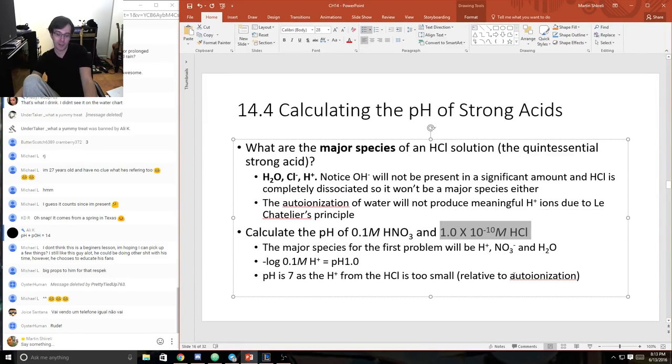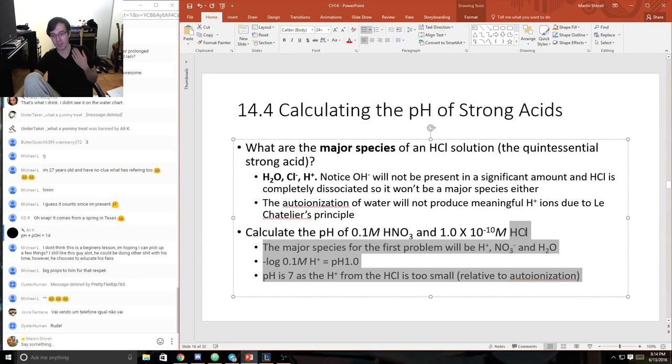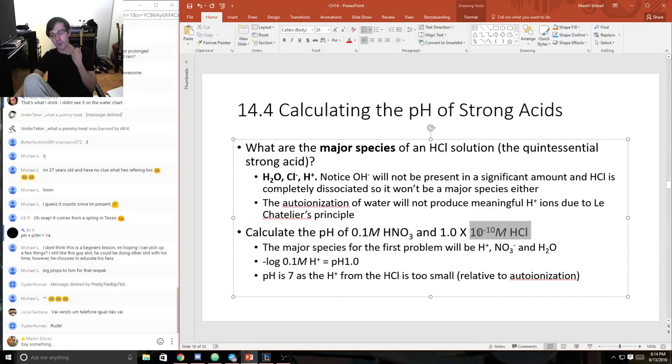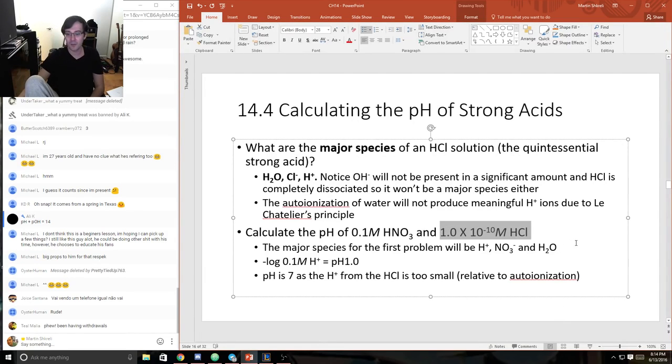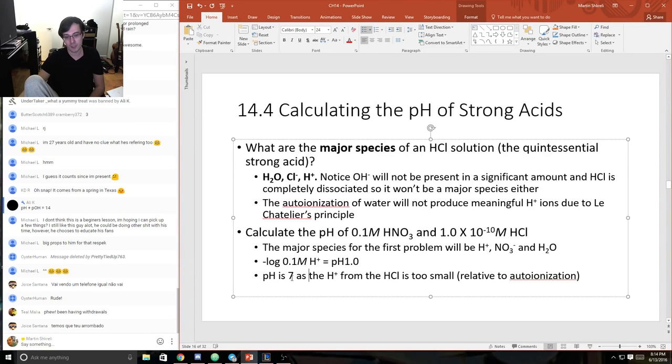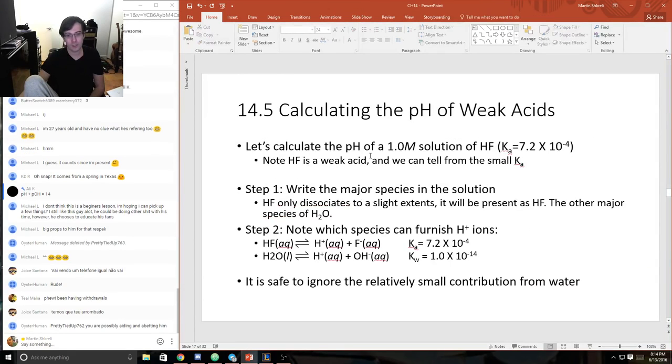You could actually probably drink this hydrochloric acid. You say to a friend, I bet you won't drink 1.0 times 10 to the negative 10th molar hydrochloric acid. And you would drink it without any problems because you actually get more protons out of just plain old water than you would get out of anything else. The pH would be 7. So hopefully that is useful.